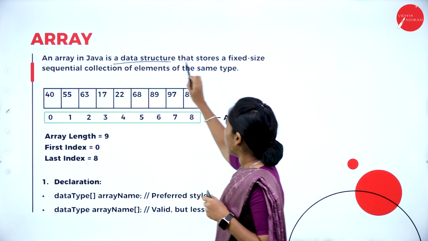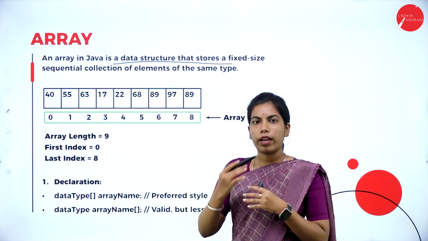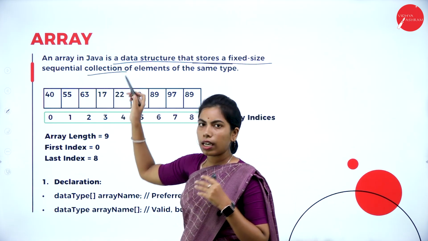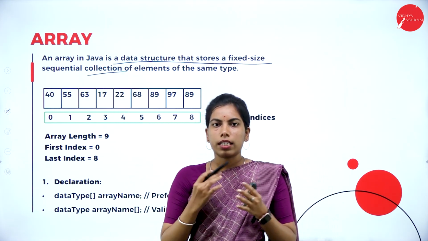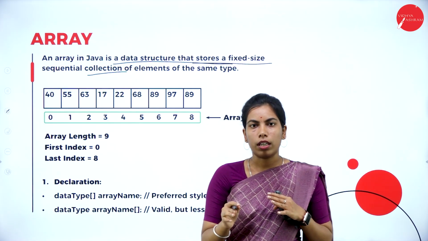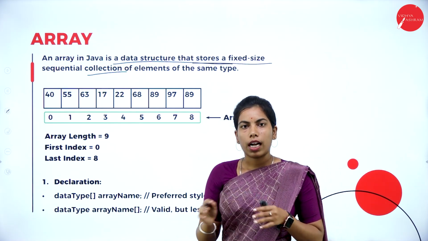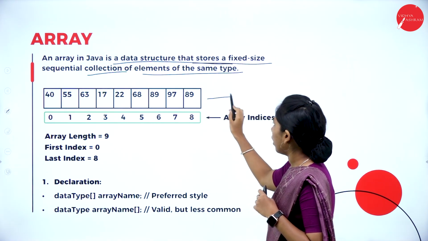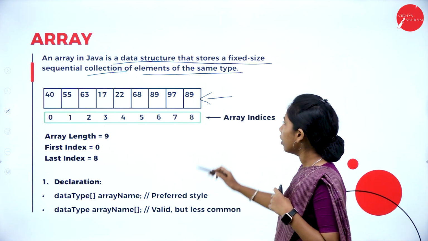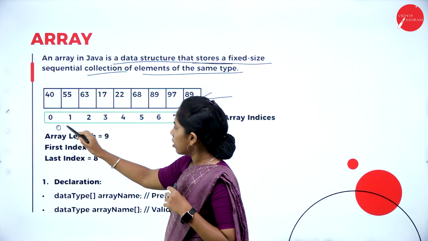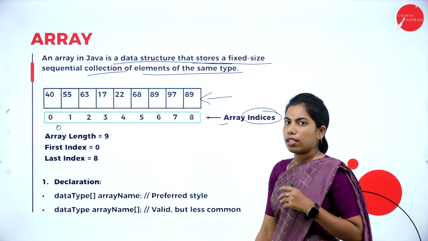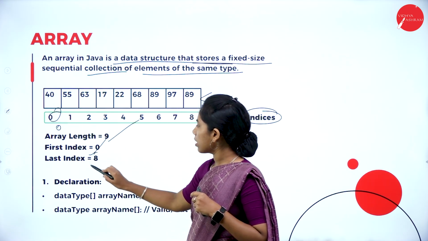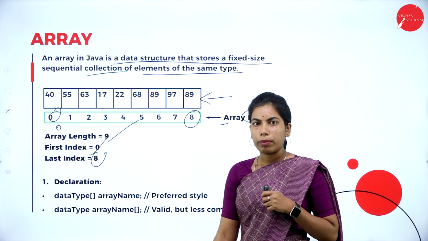An array is a Java data structure. Mainly it is a data structure, meaning a way of storing data of the same type, stored at a fixed size sequentially. Once the array size is declared, there are no more changes in the memory. So once we declare the array size, we can't change the memory. And also its elements are of the same type. So here you can say I only store integers, not floating point. This is the index, starting from 0, 1, or you can say indices. The array length is 9, the first index starts from 0 and the last index is 8.